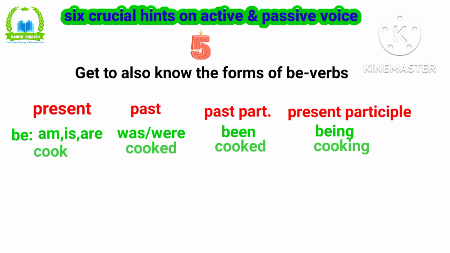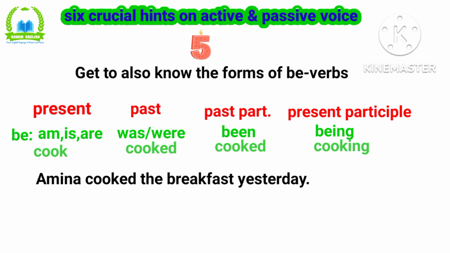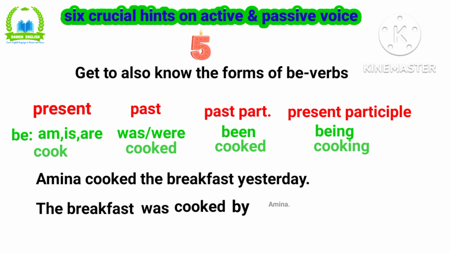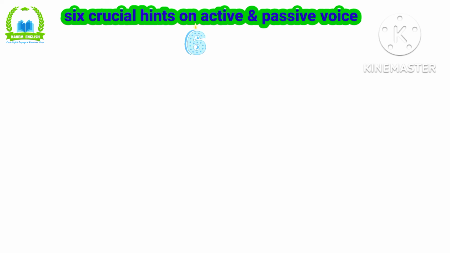And if you use the past form, you say Amina cooked the breakfast yesterday. So you can now say the breakfast. So this one is past form. You are going to take the past form of the auxiliary verb, the be verb. What are you going to take? The breakfast was cooked by Amina. You are also going to take the V3, that means the past participle form of the word cook. Then hint number 6.